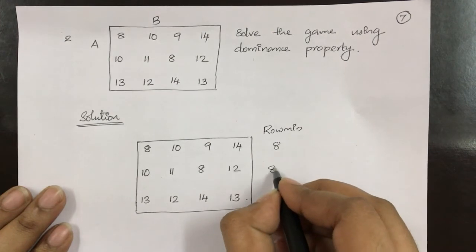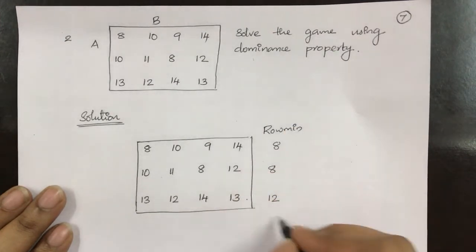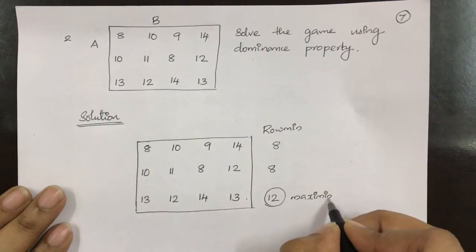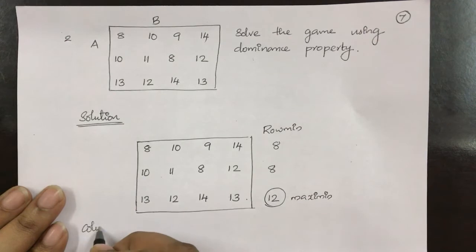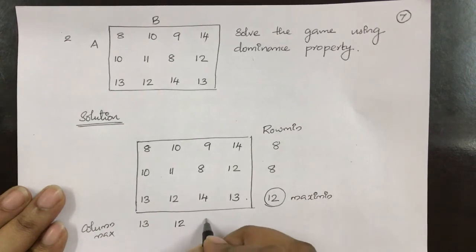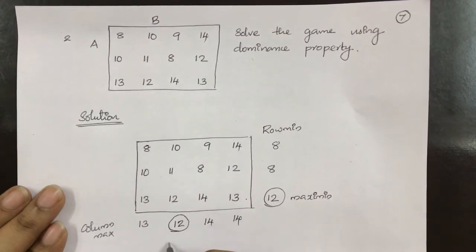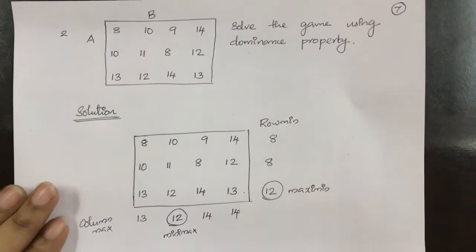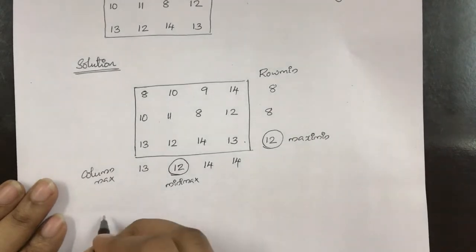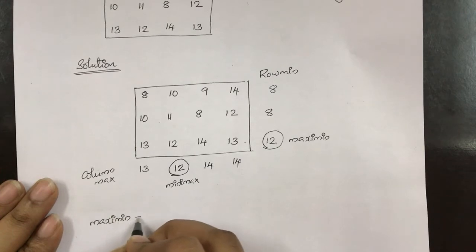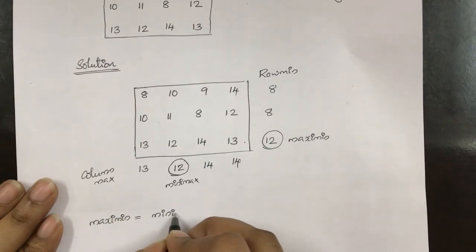8, 8, 12. Among the row minimums, the maximum is the maximin value. Now the column maximum: 13, 12, 14, 14. Among the maximum values, we need to choose the minimum. This is the minimax value. So maximin is equal to minimax.